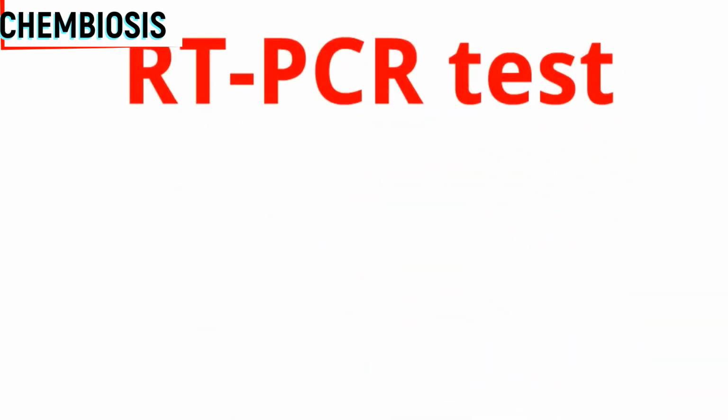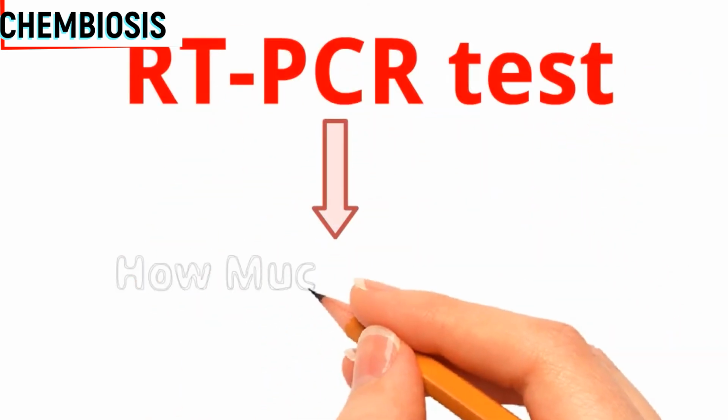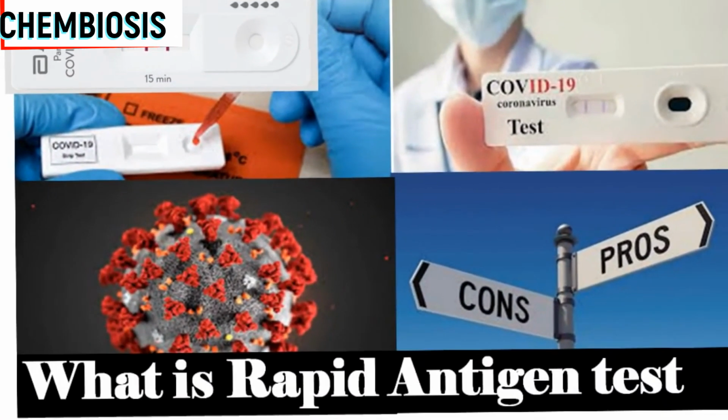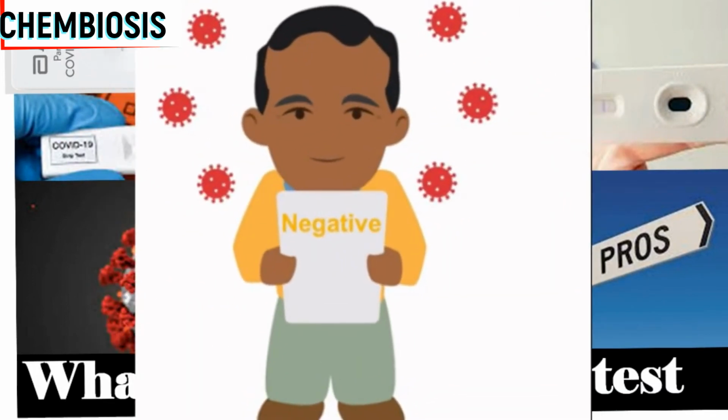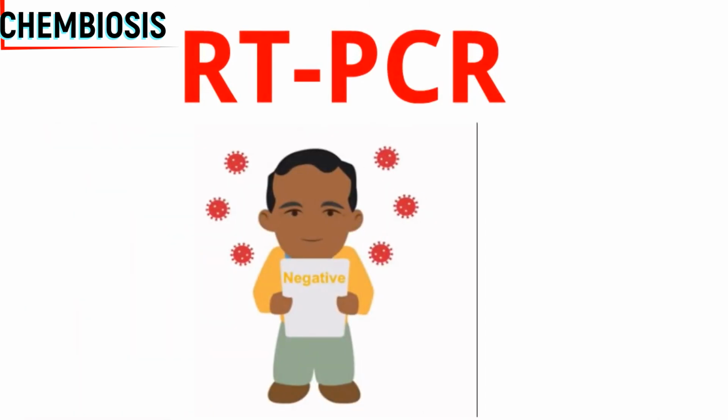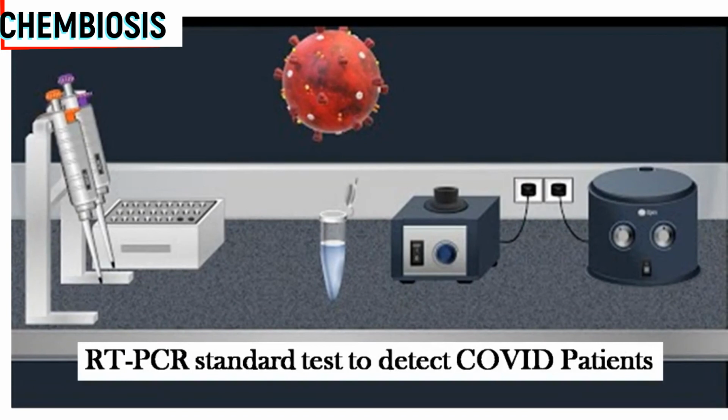Another very important question is how accurate the RT-PCR test is. Friends, in my previous video, I told that one of the drawbacks of antigen test is getting too many false negatives. However, in RT-PCR test, the chance of getting false negative is very low. That's why this test is considered to be the most reliable test for COVID-19.